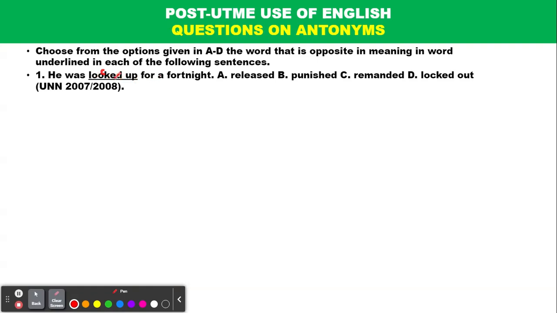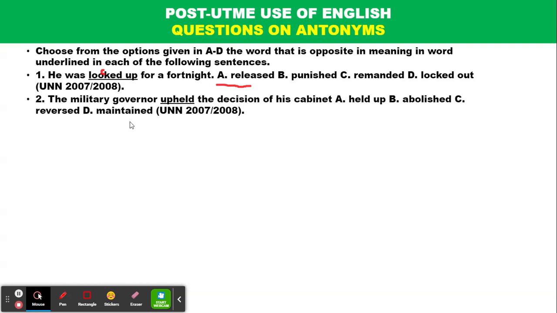If somebody is locked up, he is detained. And so we look at the opposites. A, released. B, punished. C, remanded. D, locked out. This question is taken from UNN 2007/2008. UNN stands for University of Nigeria, Nsukka. Okay. Now, the correct option is A, released. When you are locked up, you are detained. When you are asked to go, that you are set free to go, you are released. So, of course, this is from the language of judiciary.